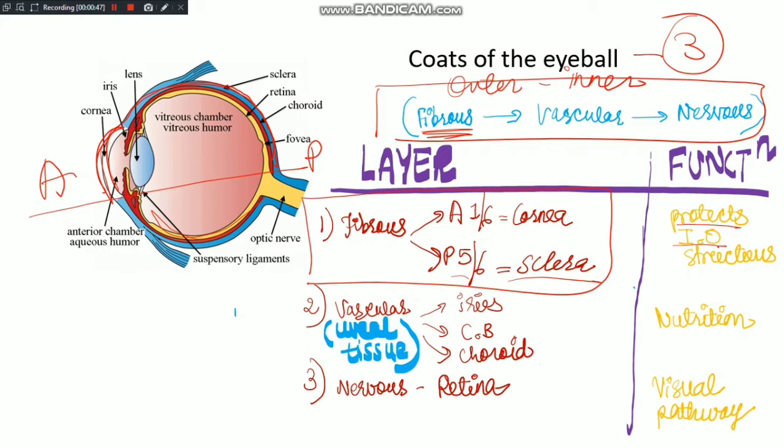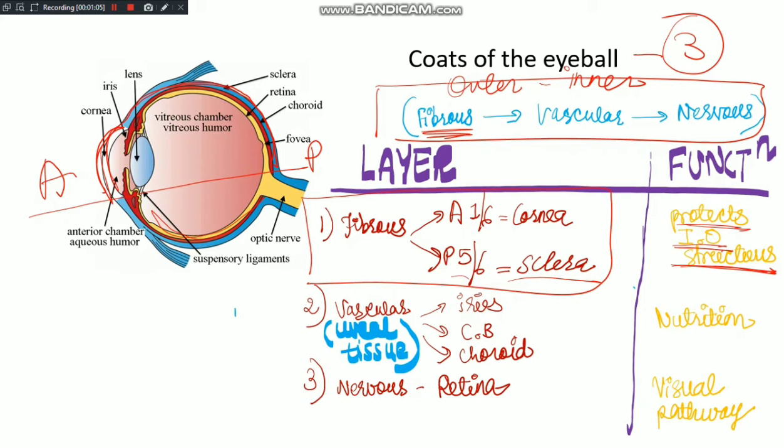Now, what is the function of this layer? It is to protect the intraocular structures. The outermost layer usually has this function. In any organ, the function of the outermost layer is to protect the internal structures, and thus it is the function of the fibrous layer to protect the intraocular structures. IO stands for intraocular.